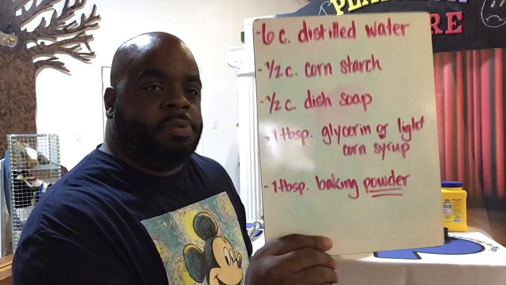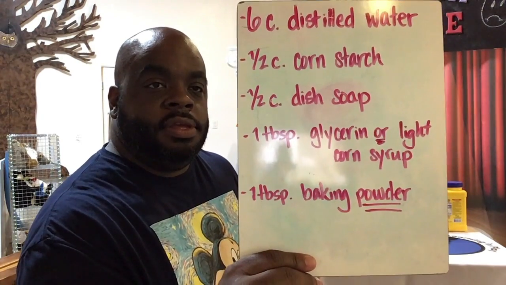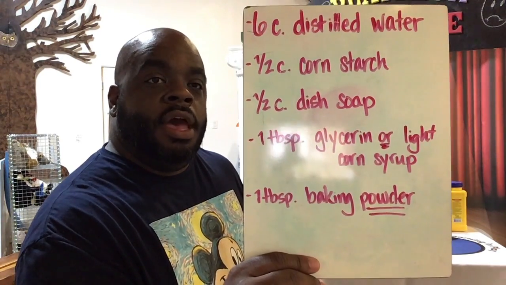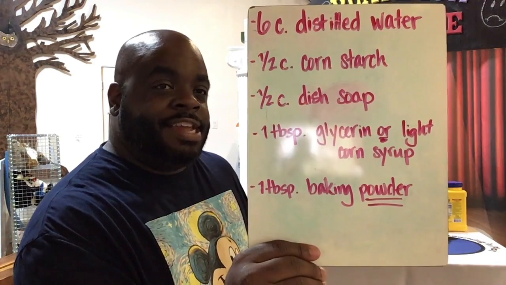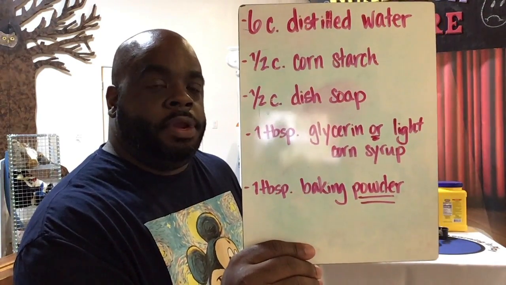Well, we're gonna make some bubble solution. We're gonna make our own homemade bubble solution using some common household ingredients. Okay? The recipe we're using today is this right here. Let me hold this up for you guys. Now on there it says 6 cups of distilled water, right?